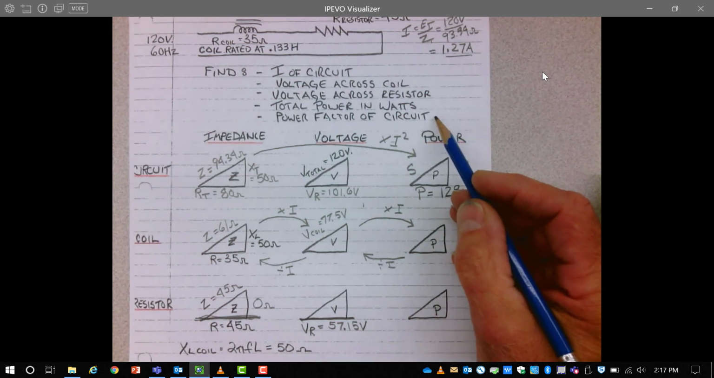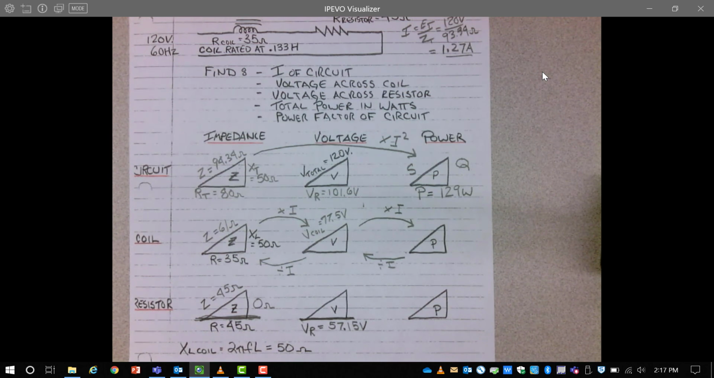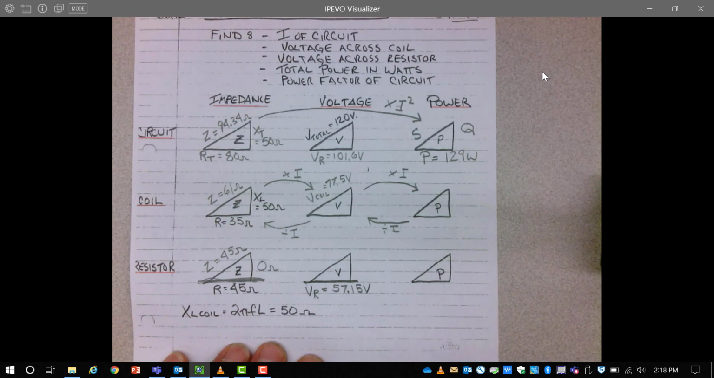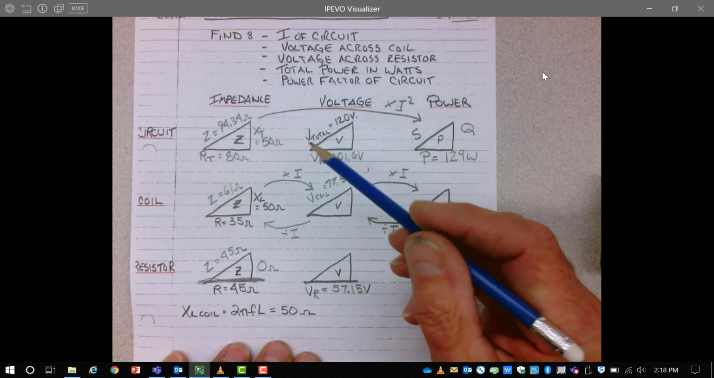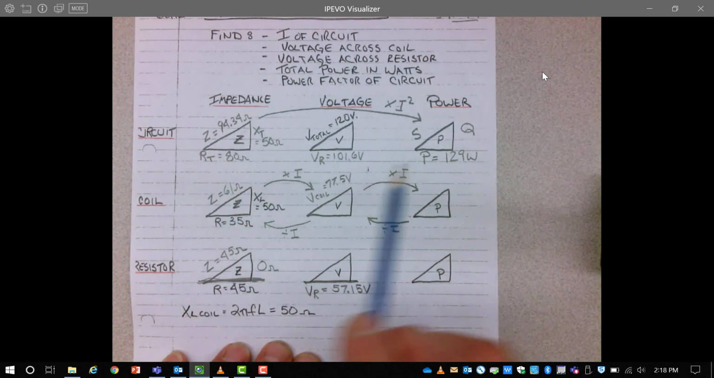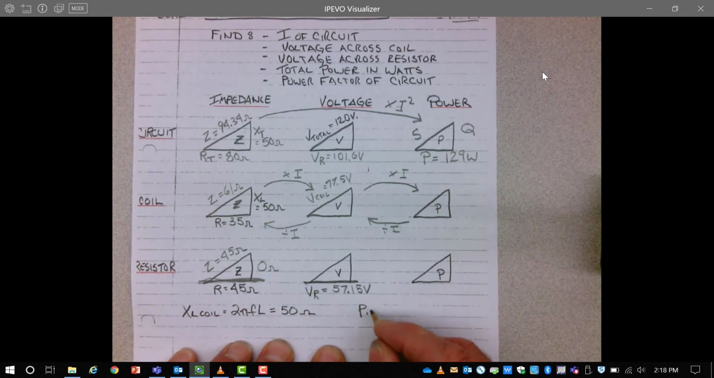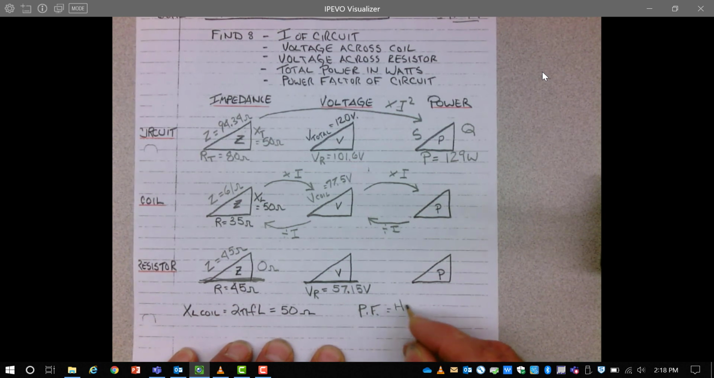Now, all we have left is the power factor of the circuit. And power factor, I'll just move this sheet up a bit here. Power factor is always found for the circuit or for the coil or for the resistor. The power factor is always found by horizontal over hypotenuse. So power factor equals horizontal over hypotenuse.